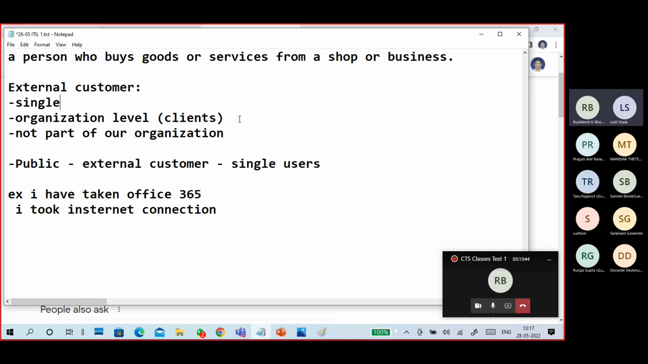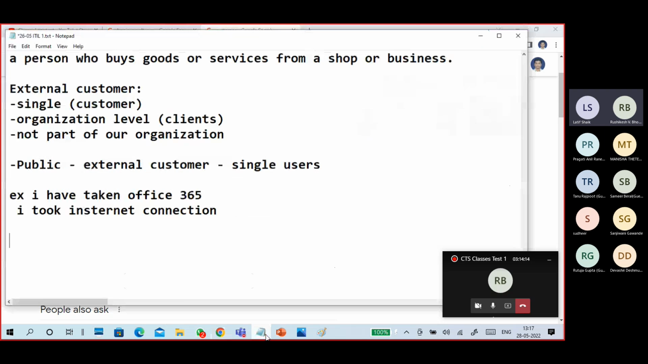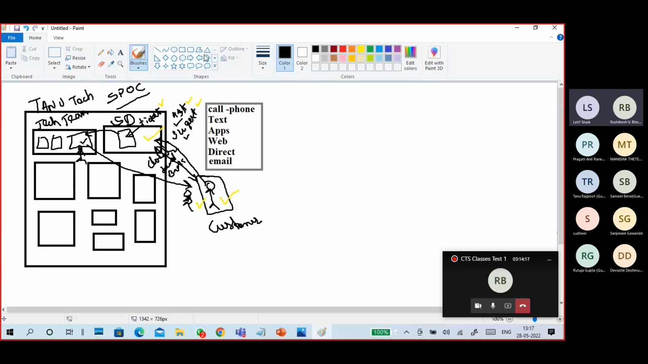So external customers can be single or an organization level. When it is a single, obviously we call that one a normal customer. Guys, all are the same: customer, client, user. It's a single customer or organizational level clients. Whatsoever it is, they are using our services, not part of our organization. They're using services. Okay. Understand the difference between the customers, guys?